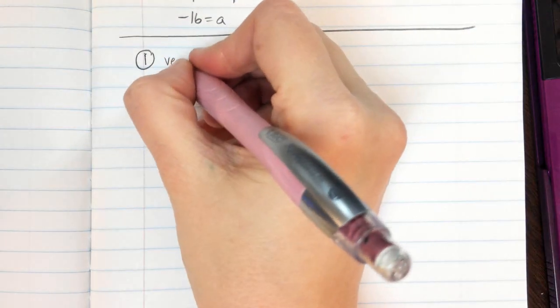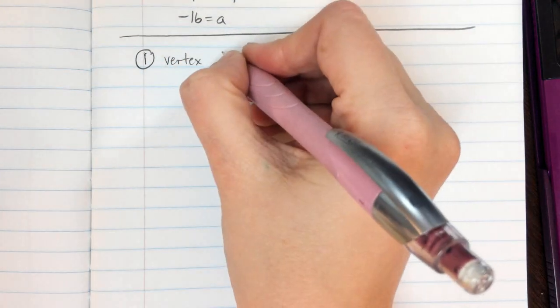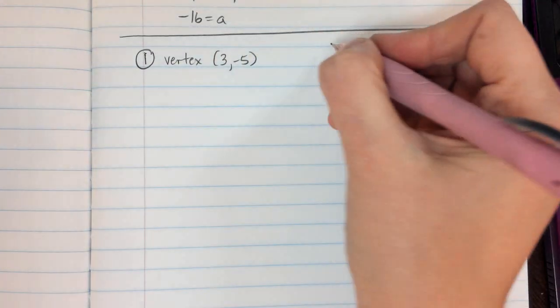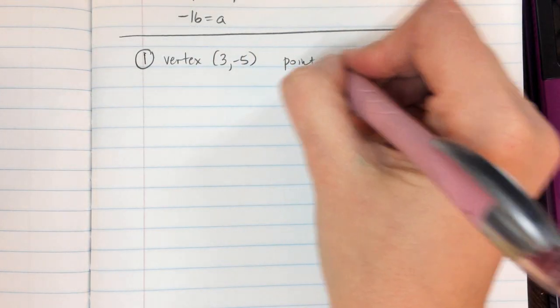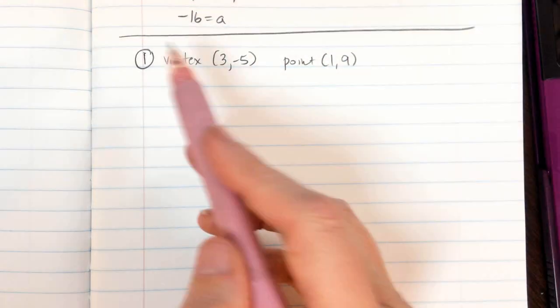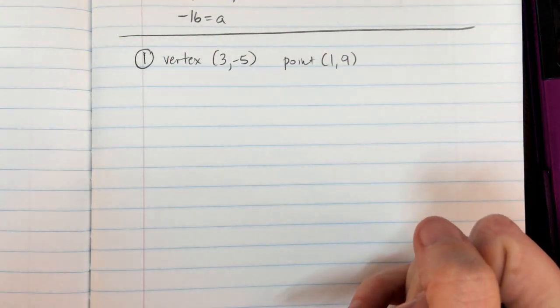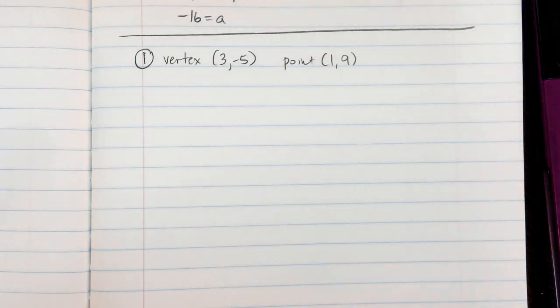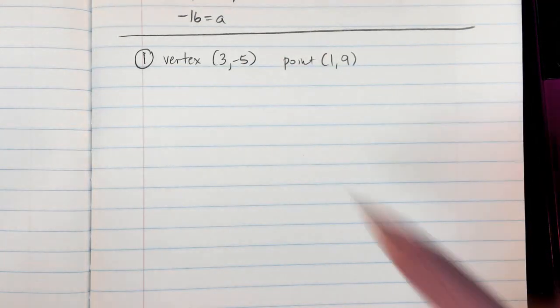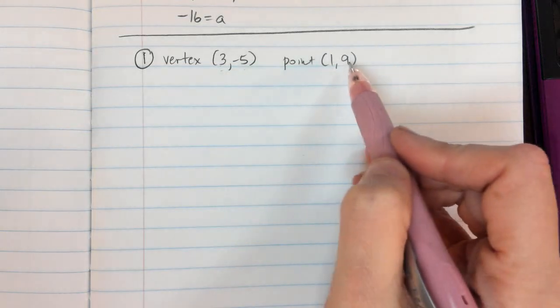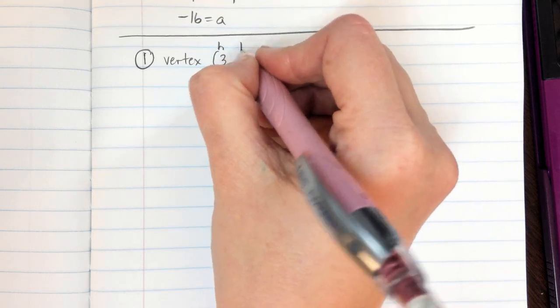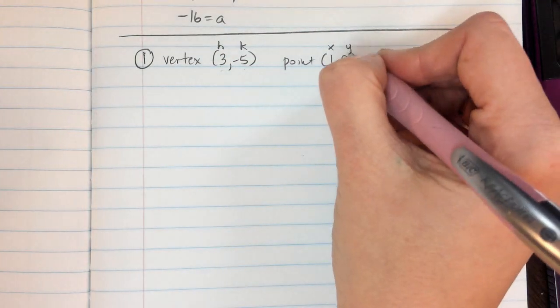So number 1 says, a quadratic function with a vertex of (3, negative 5) and passes through the point (1, 9). So I have a vertex of (3, negative 5), and I have a point (1, 9). Now, why am I writing this? Because I need to know what these values are. I need to know which one's the vertex, which one's the point, because the vertex is hk and the point is xy. So I know that the vertex is in hk format and a point is in xy format.